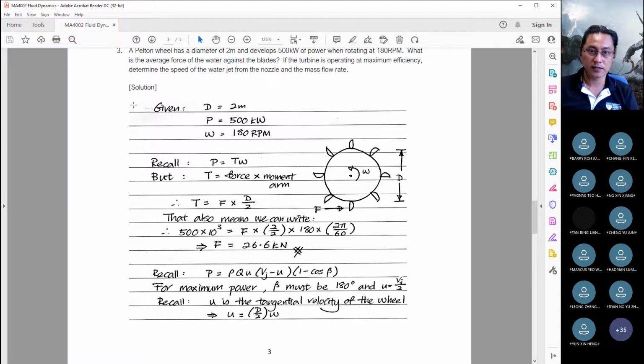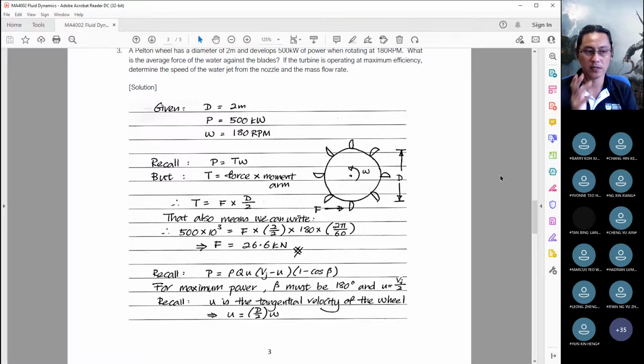So again, let's put down what we are given. The diameter of the Pelton wheel is 2 meters. The power that it develops is 500 kilowatts. The angular velocity is 180 RPM, which we have to convert to radians per second later on. First things first, we are asked to find the average force of the water that's hitting against the blades.